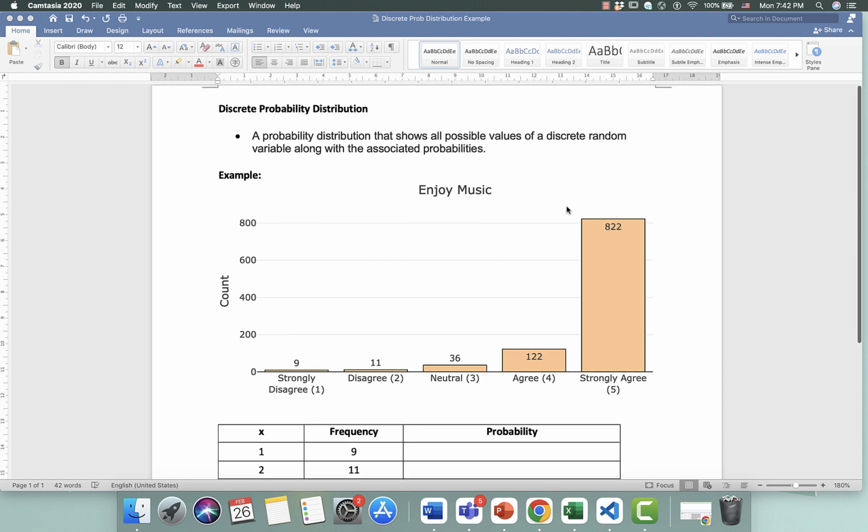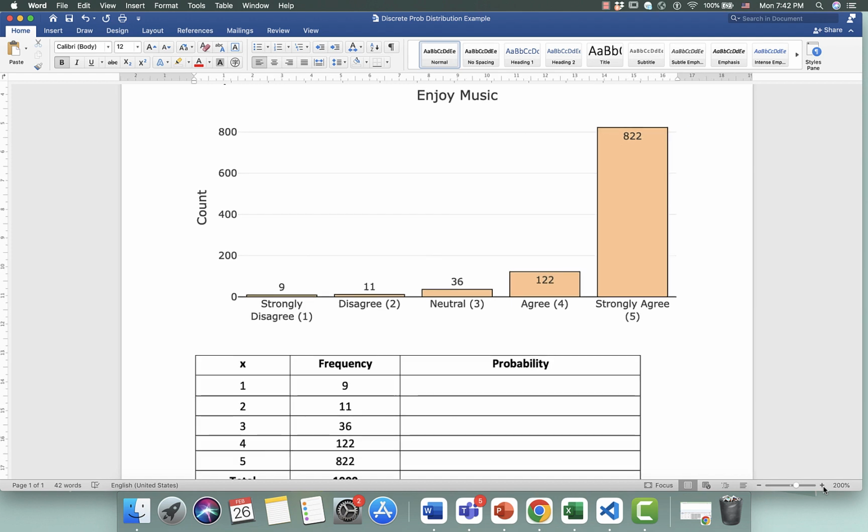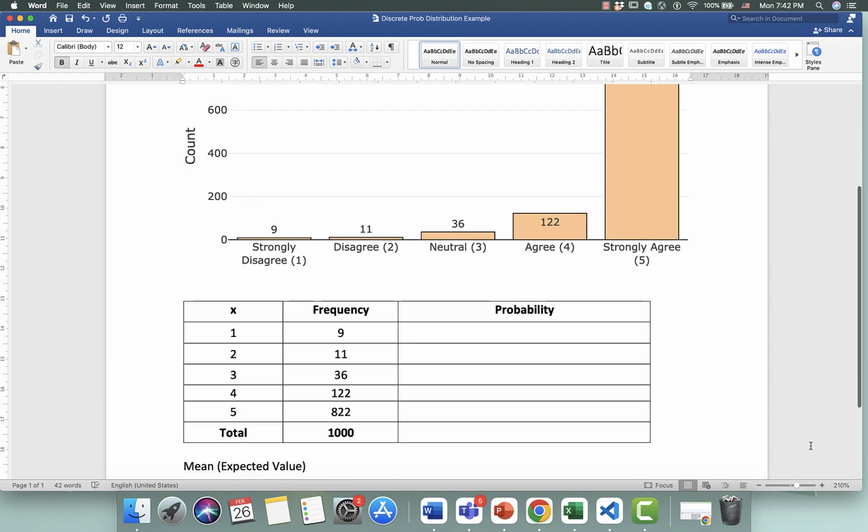We can create a frequency table from this graph. And now what we want to do is convert each of these frequencies to probabilities. We can do that by computing the relative frequency. The relative frequency would be the frequency divided by the total frequency. So let's take a look.